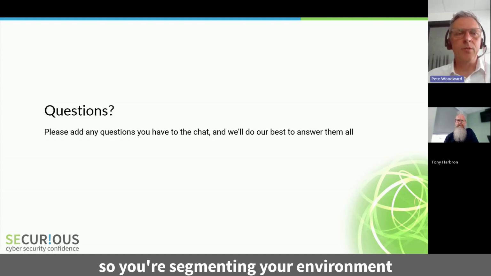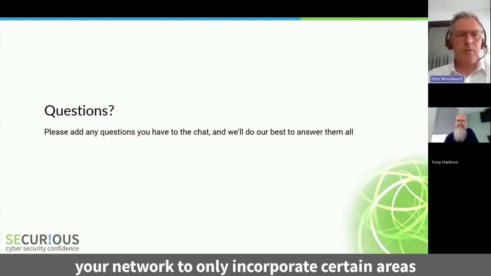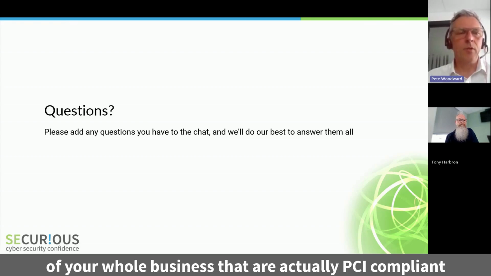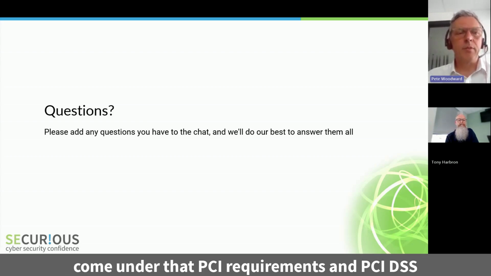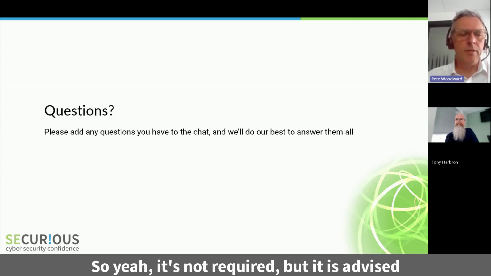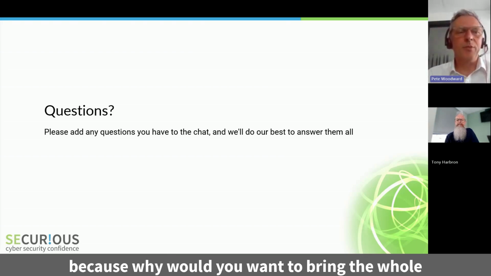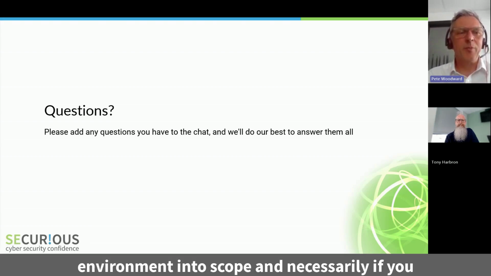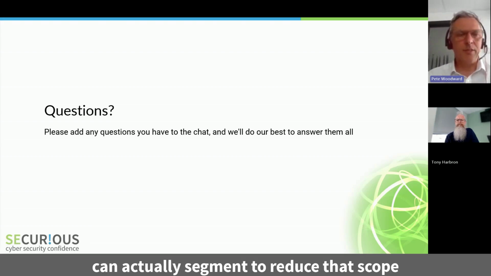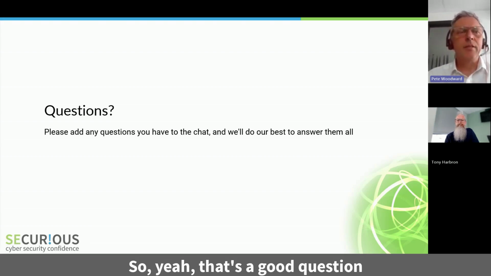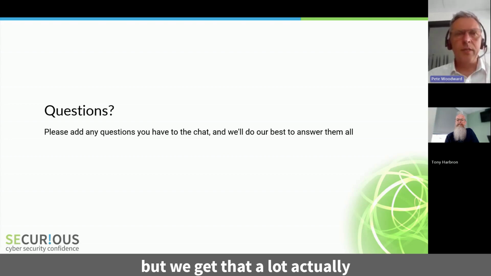So you're segmenting your environment, your network, to only incorporate certain areas of your whole business that would come under the PCI requirements and PCI DSS. So yeah, it's not required, but it is advised, because why would you want to bring the whole environment into scope unnecessarily if you can segment to reduce that scope? So yeah, that's a good question, and we get that a lot actually.